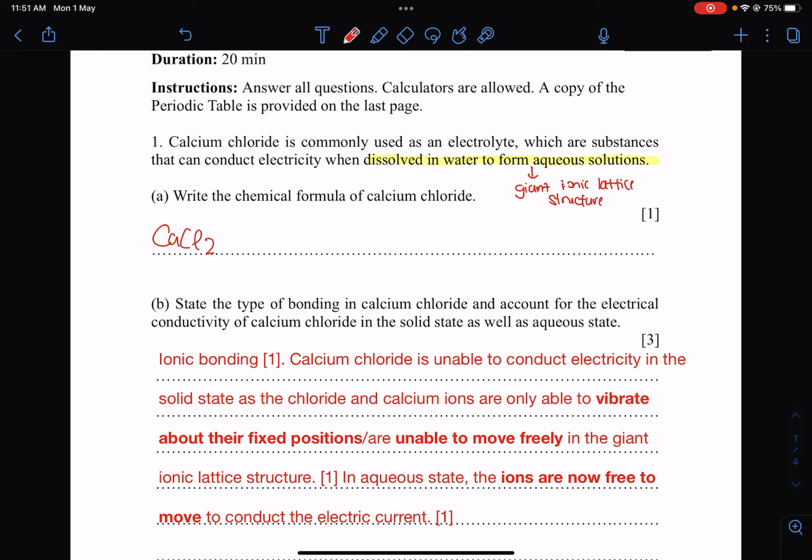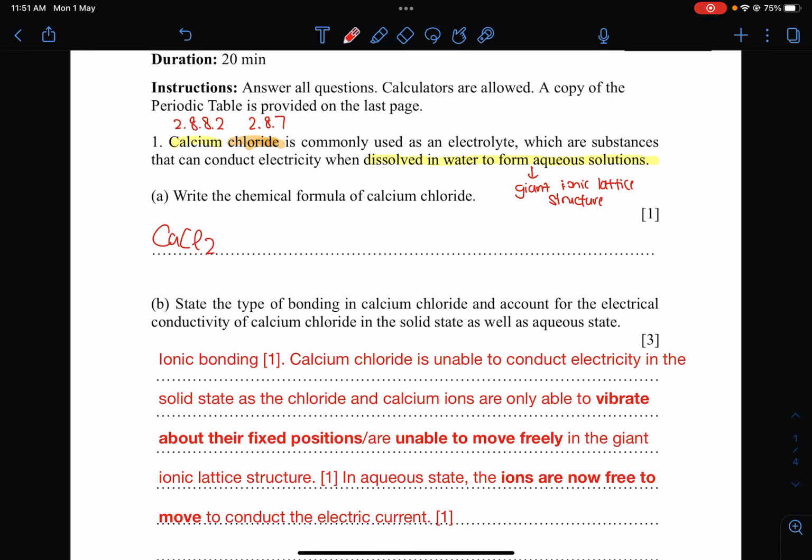So for the chemical formula of calcium chloride, remember for all your ionic compounds, in order to find the formula, you need to find out the chemical formula of the individual ions. So in this case, you have an ion of calcium, as well as an ion of chlorine, which is called chloride. For calcium, you know that it is group 2 period 4, so the electronic configuration is 2882. Chlorine is period 3 group 17, so it's 287.